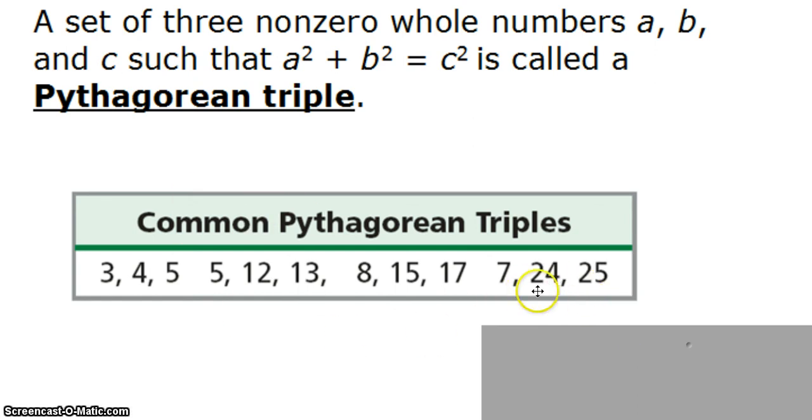So look for these relationships and come to know them the way you do the 3, 4, 5, because that can help you arrive at an answer very quickly when you notice that you have something like 5, 12, then the hypotenuse would be 13.